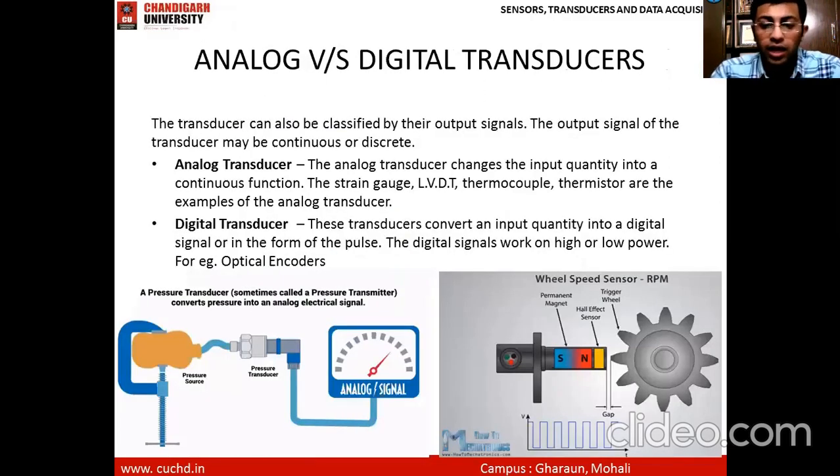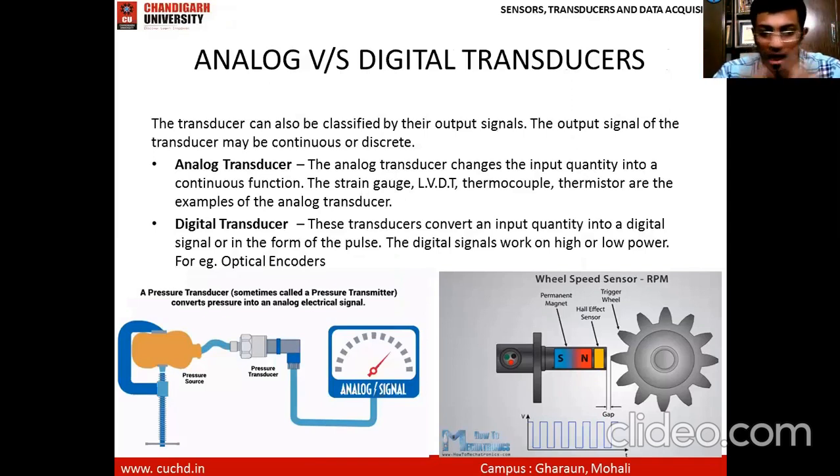Next, analog and digital transducers. Next classification. You might be aware of analog signals and digital signals. So the transducers can also be classified based on their output signals, whether the output is continuous in nature, continuously varying with time, or it is defined only at some discrete points in time. It is digital in nature, in 0 or 1 form.